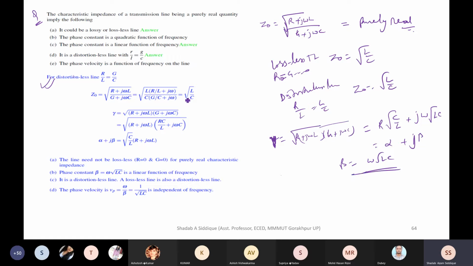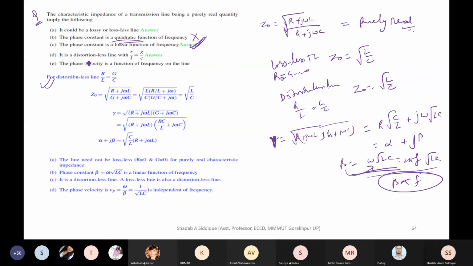The statement says the phase constant is a quadratic function of frequency, which is shown here. So this should not be a quadratic function. It is a direct function, a linear function. So the phase constant is directly proportional to the frequency, because it is 2 pi f root under LC. So it is directly proportional to omega or f. The statement that phase constant is a quadratic function of frequency is wrong. Phase constant is a linear function of frequency. That is correct. I'll come back to this line.